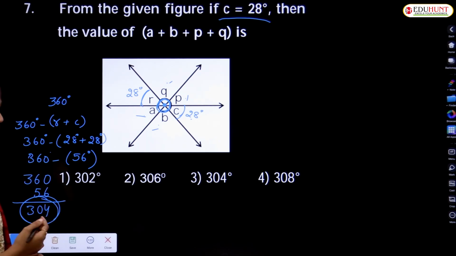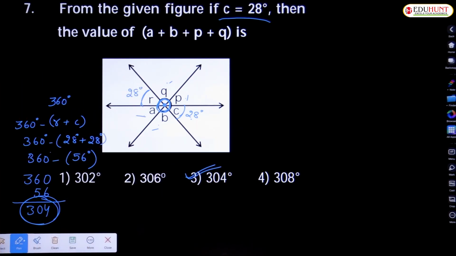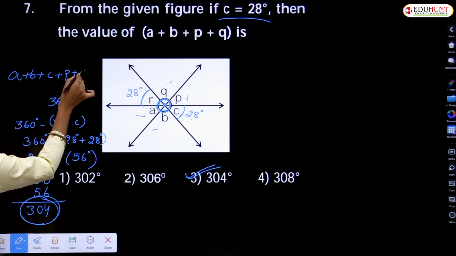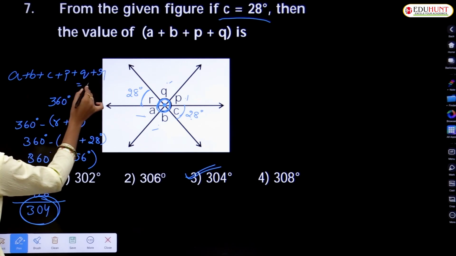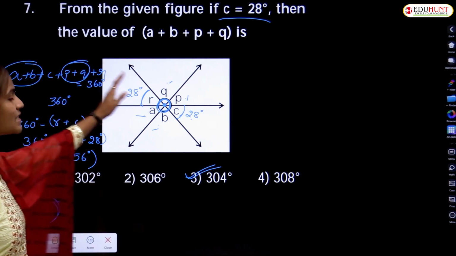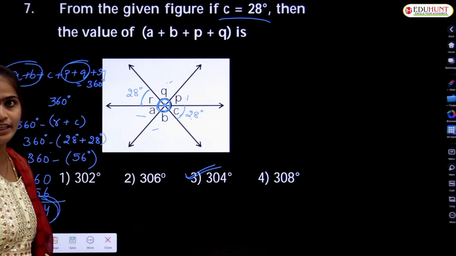Okay, so which option is correct? Here the answer is 304. Okay, why? Because the total angle A plus B plus C plus P plus Q plus R is equal to 360 degrees. But they are asking for the sum of A plus B and P plus Q only. Already they have given C plus R, no. That's why we have to subtract the R plus C angles.